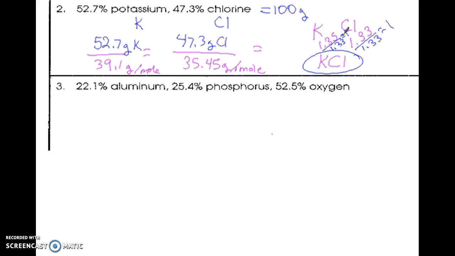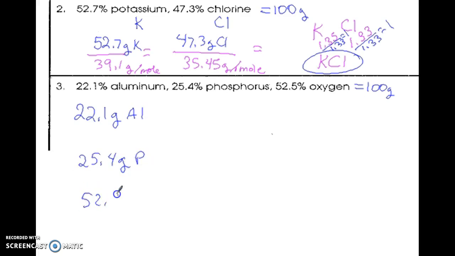Now let's do a little harder one. This next one is aluminum. Again, we're going to assume we have 100 grams. This way we can get rid of our percent, and it works out a lot better. So in this problem, we have 22.1 grams aluminum, 25.4 grams phosphorus, and 52.5 grams oxygen. The formula is Al, P, O, so this is some number, this is some number, and this is some number. I want to know what the whole number ratio is for this compound.